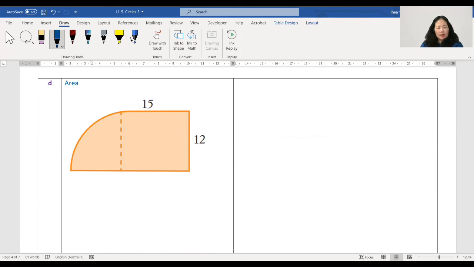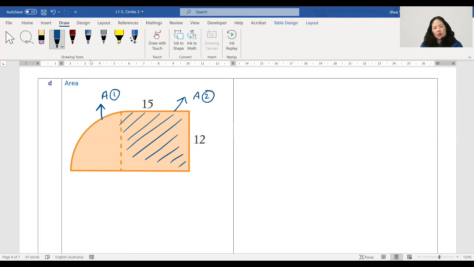So first step is deciding which one is my area 1, which one is my area 2. So I'm going to call this my area 1 and that my area 2. Now this area 2 is a rectangle because not all four sides are equal here. So if this is 15, that's 15. And if this is 12, that has to be 12.